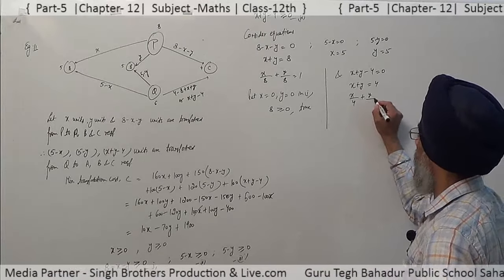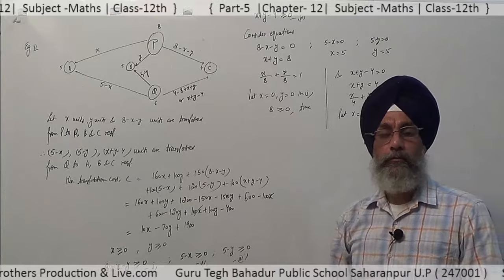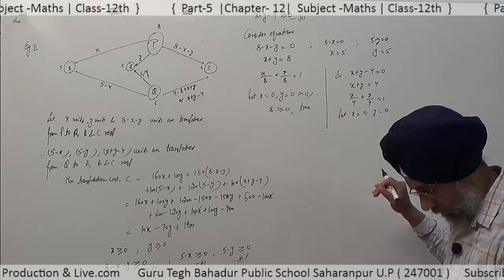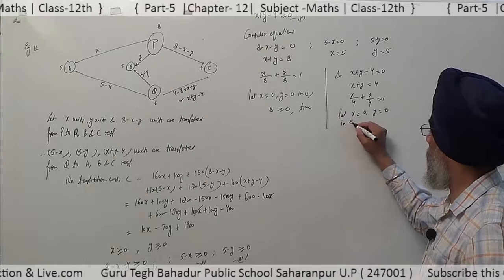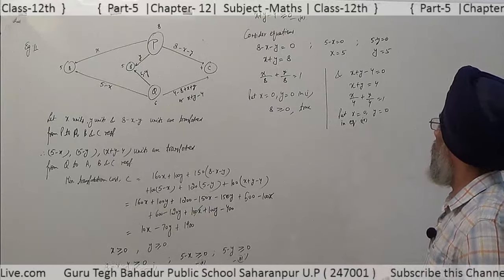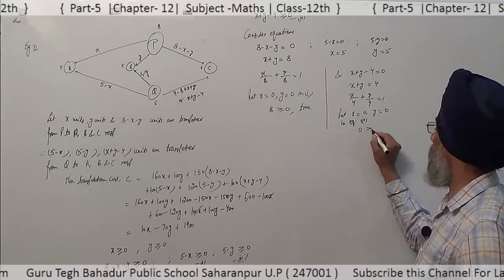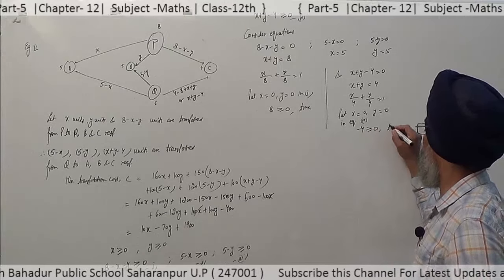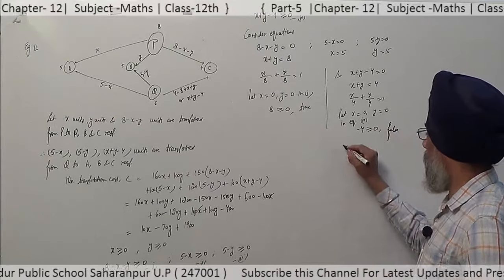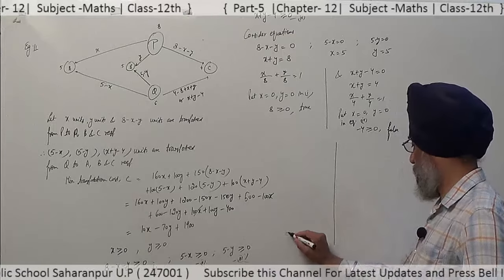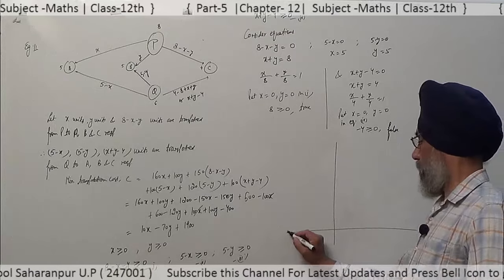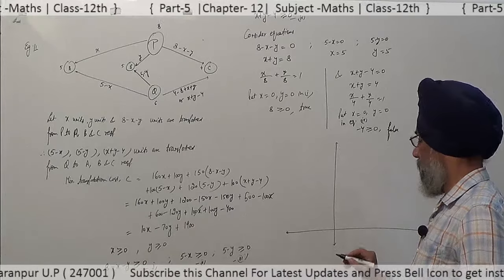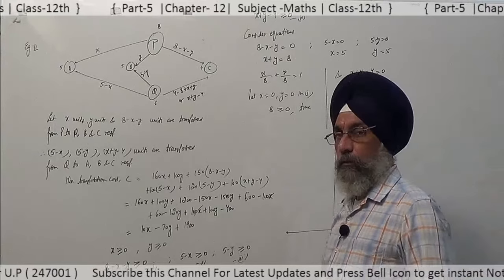If we place the value of x 0 and y 0, that is the origin test, in the fourth equation, we get 0 greater than or equal to 0 minus 4, that is false. Now we plot a graph for it. So we have to solve it.